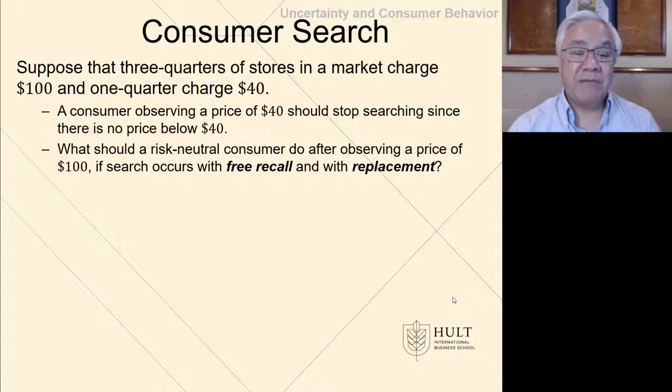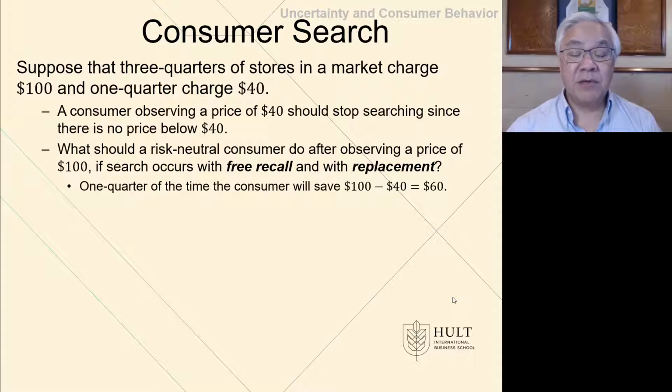Here's an example. If 3/4 of the stores in a market charge 100 and 1/4 charge 40, will you search for the one with 40? A consumer observing the price of 40 should stop because there's no price below. What would a risk-neutral consumer do after observing a price of 100 if a search occurs with free recall and replacement?